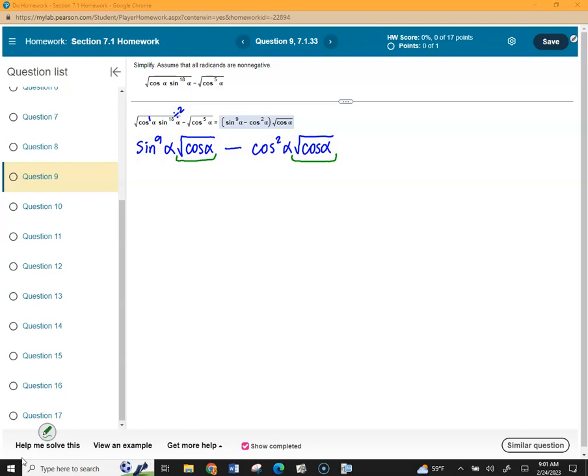Now, I personally would have pulled it to the front. I don't know. I imagine it would take it. The way I wrote it in my notebook was I pulled it to the front, and then I think it took it. All right, so I'm going to pull square root cosine of alpha out. So pick it up to the front. So I'll be left with sine to the 9th power minus cosine squared. And that's where they want you to stop.